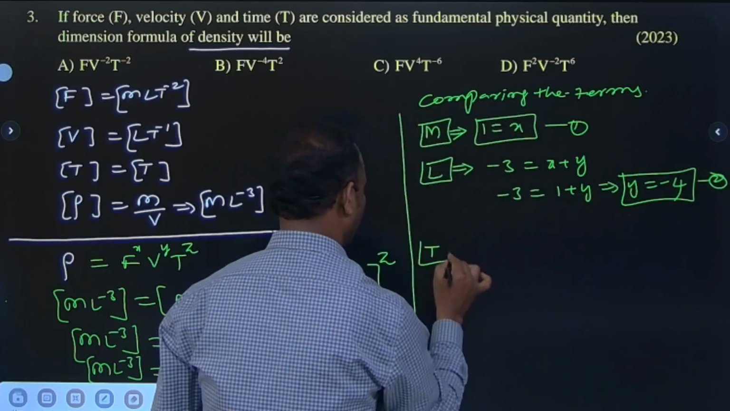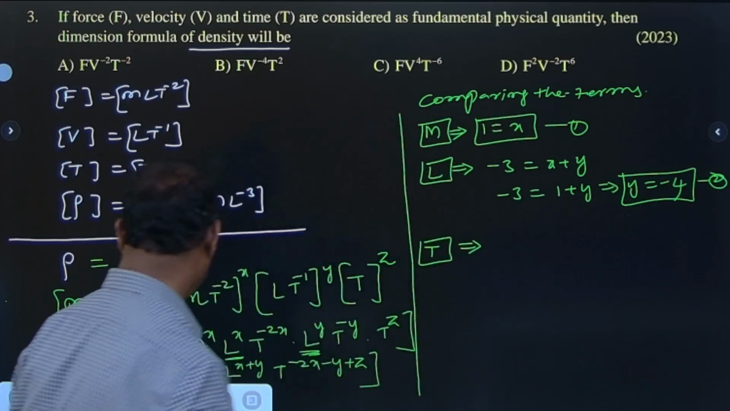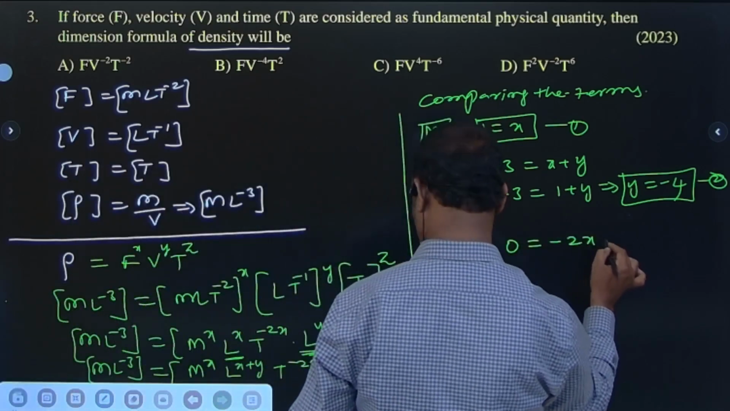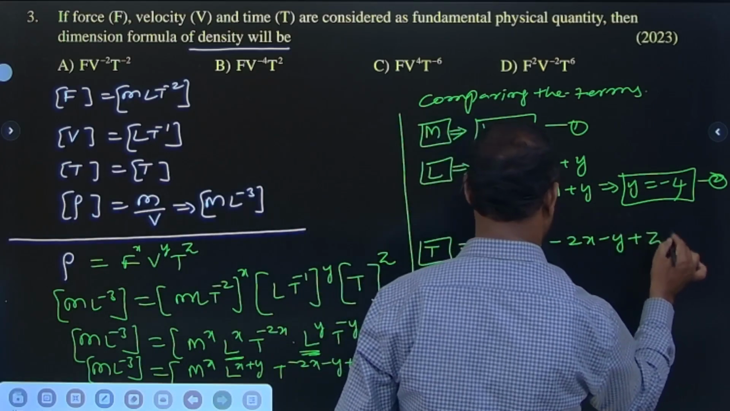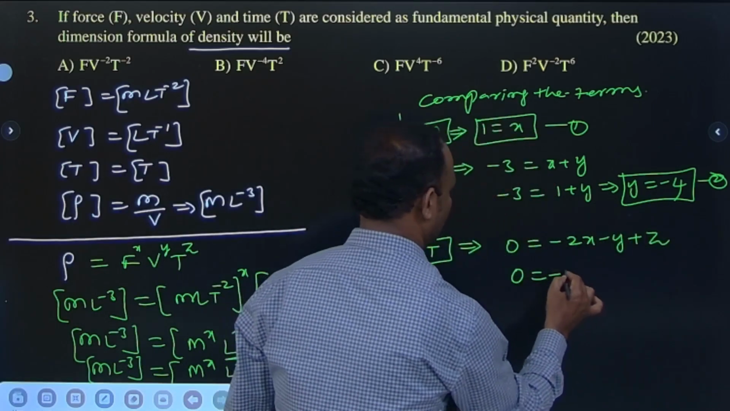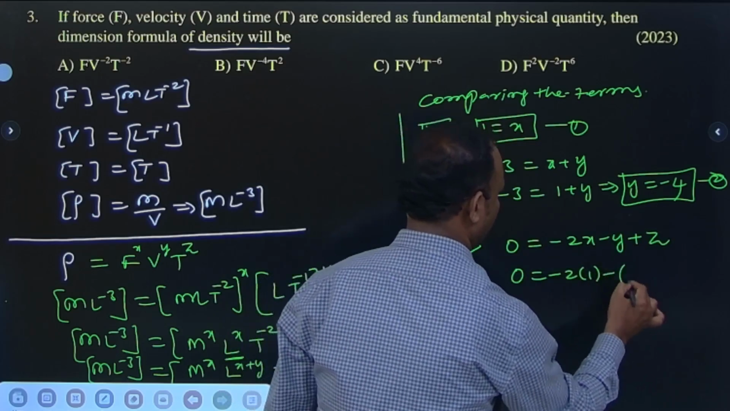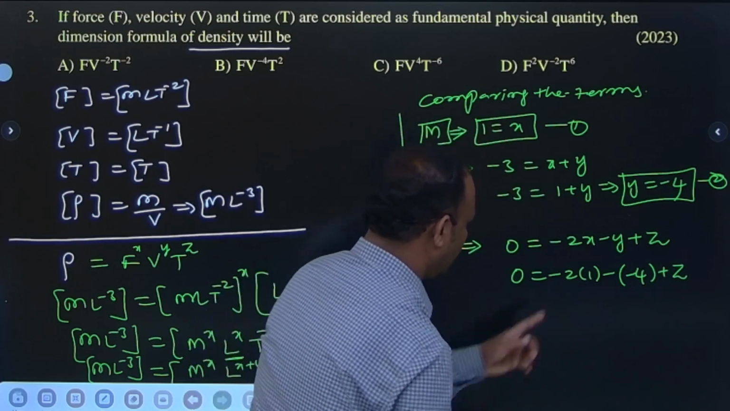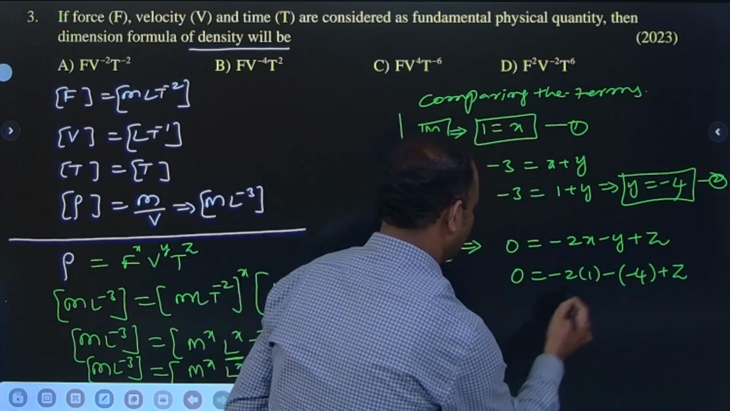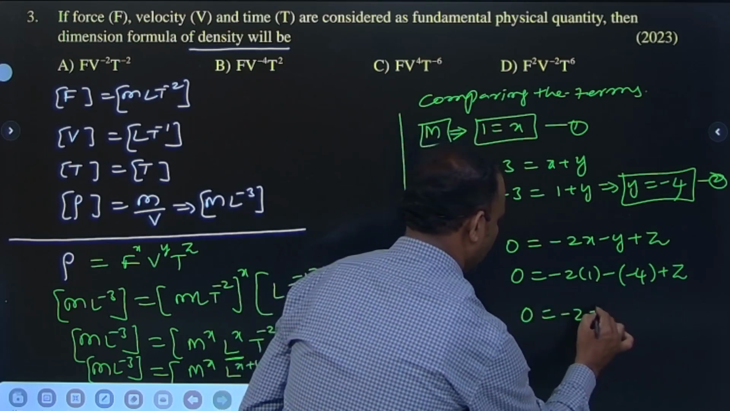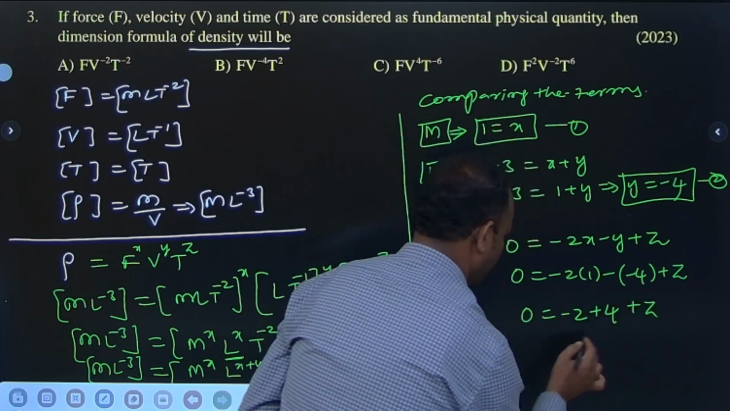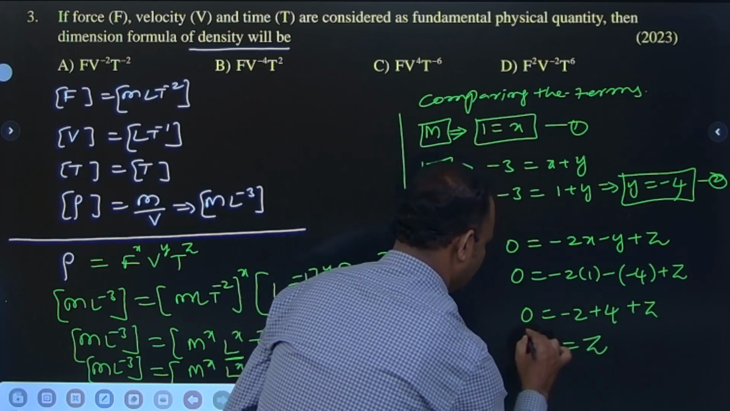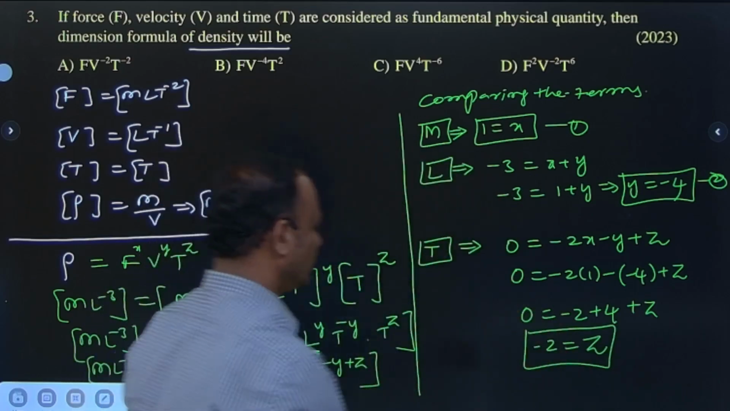And comparing the terms of T. What is T here? 0 is equal to minus 2X minus Y plus Z. 0 is equal to minus 2 into 1, minus Y means minus 4, plus Z. So 0 is equal to minus 2 plus 4 plus Z. 4 minus 2 is 2, so it becomes minus 2 is equal to Z.